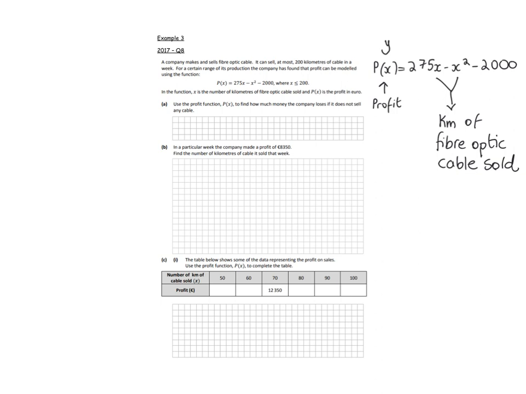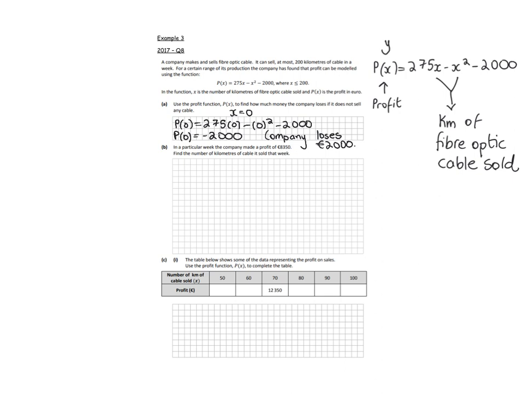Question A says, use the profit function P to find out how much money the company loses if it does not sell any cable. In terms of how much cable is being sold, that would be 0. So in this case, it would be x equal to 0. To fill that in, P of 0 is equal to 275 times 0 minus 0 squared minus 2000. So when we have P of 0, we get an answer of minus 2000. So the company loses 2,000 euro if it sells no cable. So that's part A done.